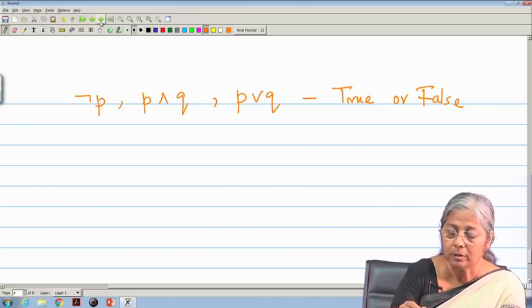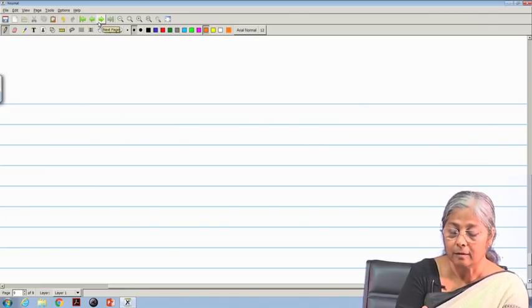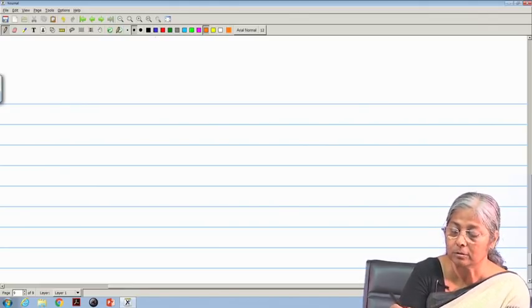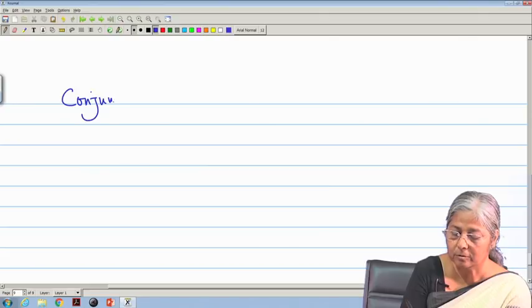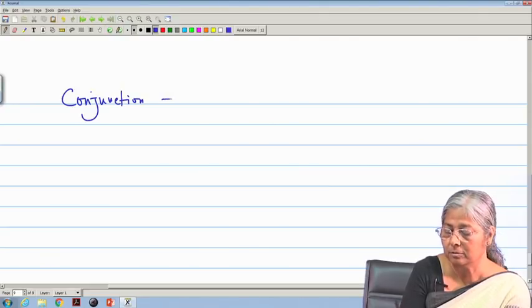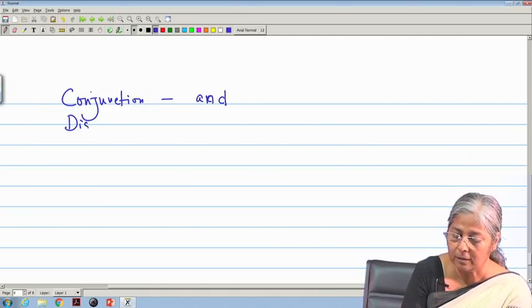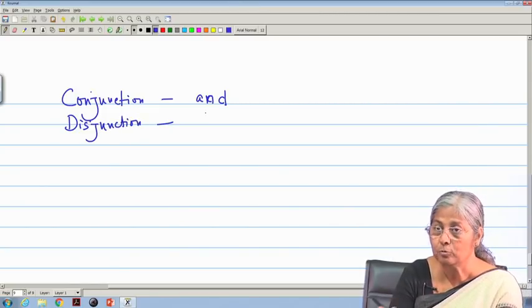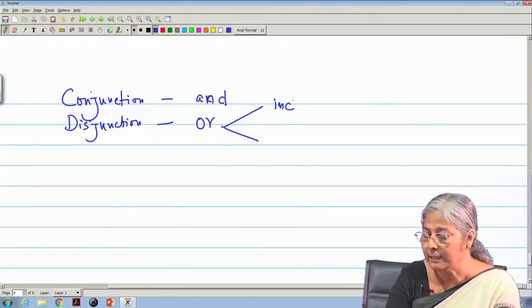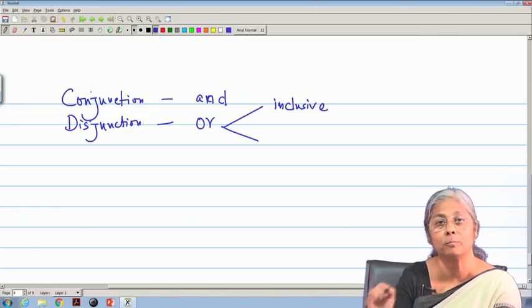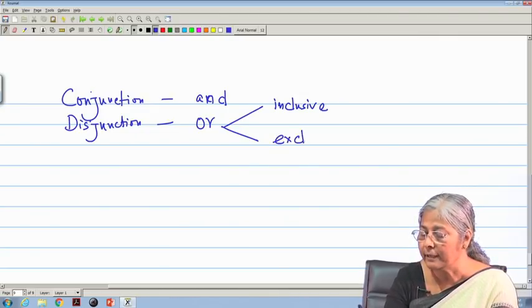Now, another thing we can tell is that this conjunction is AND. Conjunction, we can tell, is AND. Disjunction is of two types. Normally we call it OR, and it is either inclusive OR, which is our normal OR, or the exclusive OR.